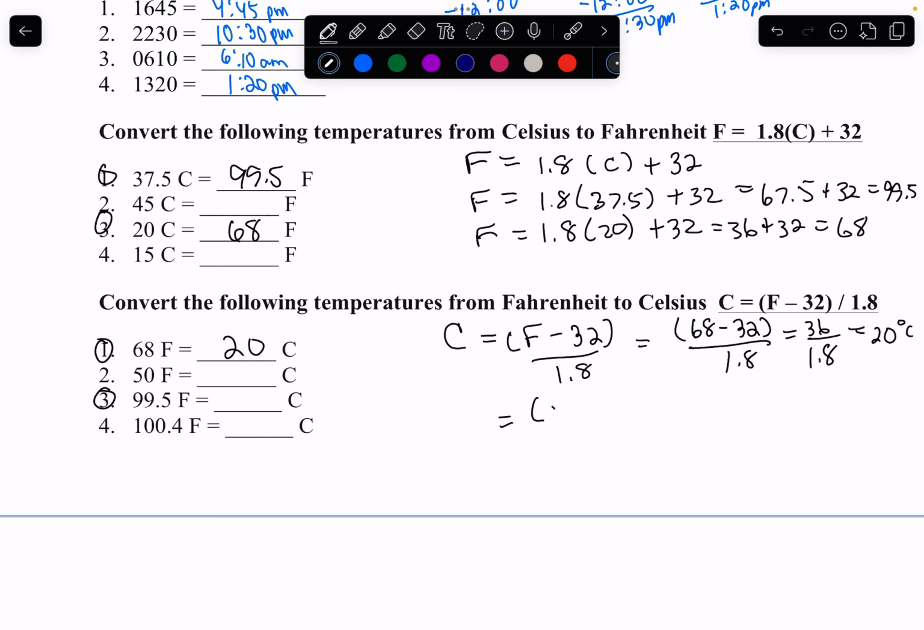So it would be 99.5 minus 32, divided by 1.8. So we're going to do that 99.5 minus 32 first. We're going to get 67.5, and then we're going to divide that by 1.8, and we get indeed 37.5 degrees Celsius. So let's put that on there. So that's a little bit about how we convert between Celsius to Fahrenheit or vice versa.